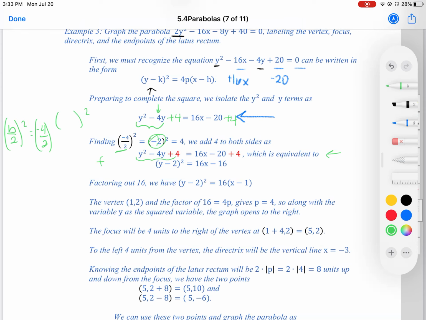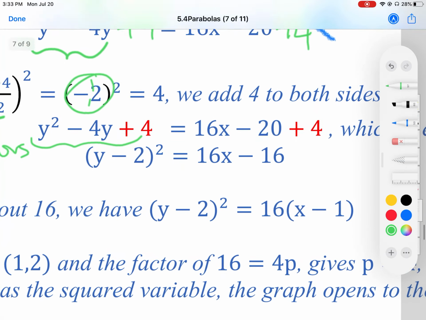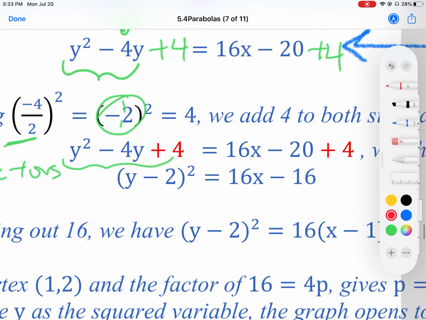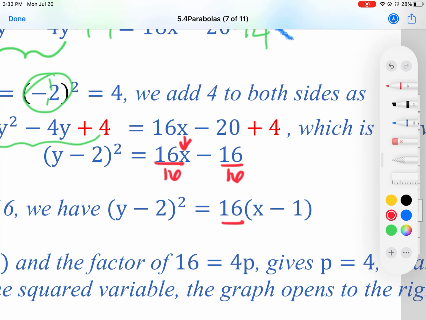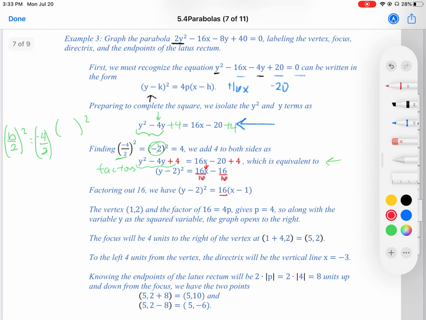So this factors to be y minus 2 squared. And the other side we have 16x minus 16. Now, almost done. We want that x to be by itself. So we have to factor out that 16. So we're left with 16 times x minus 1 on one side of our equation. And this is what we wanted. This is our standard form.